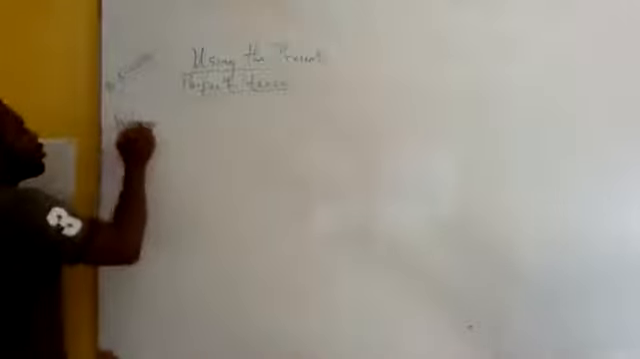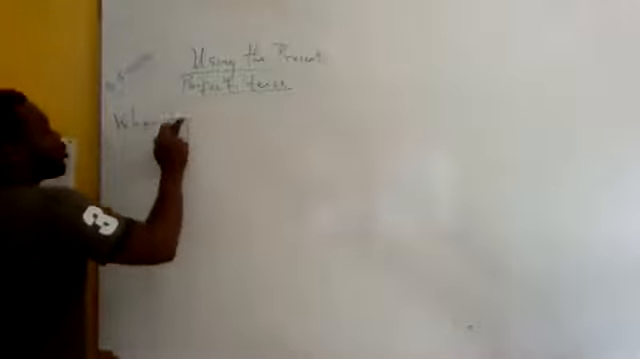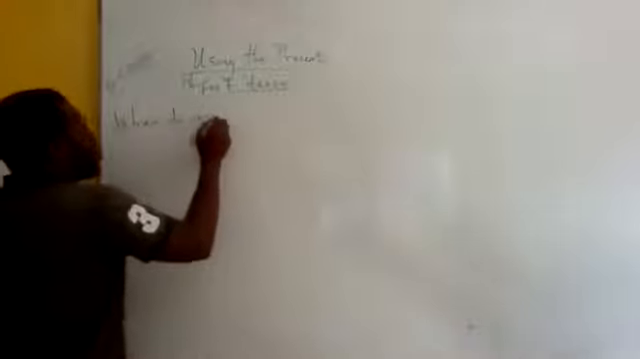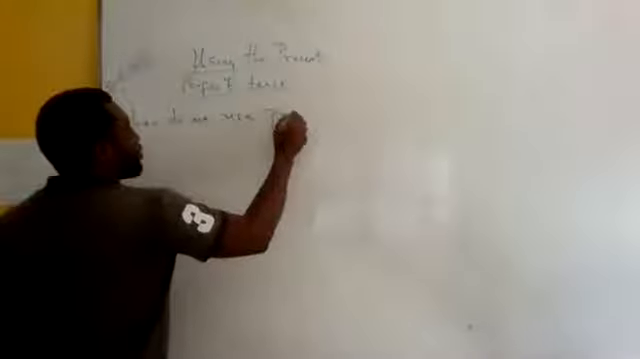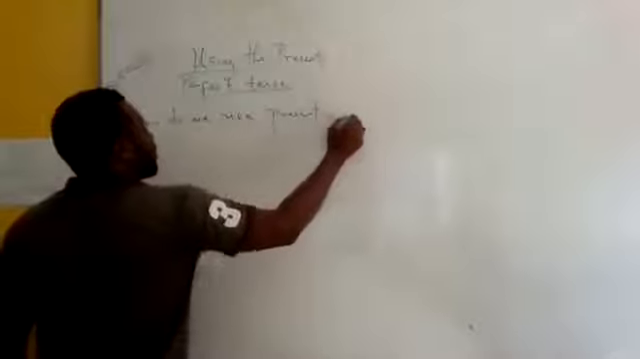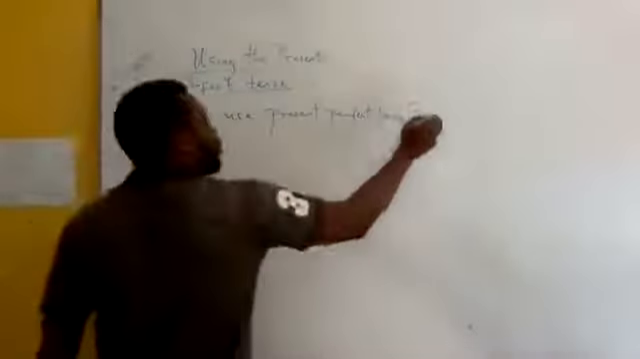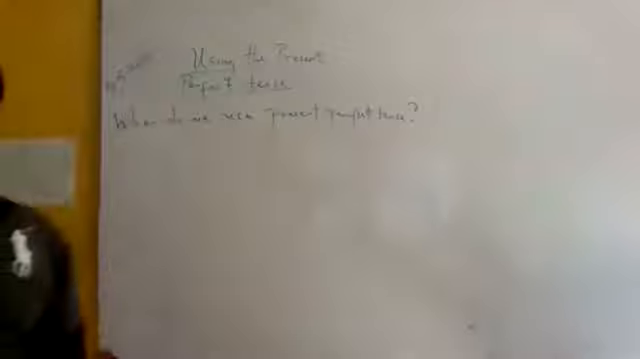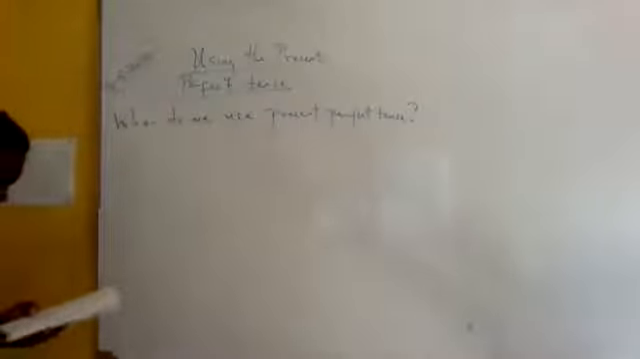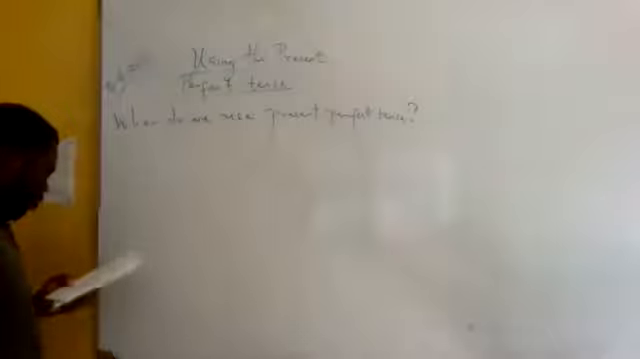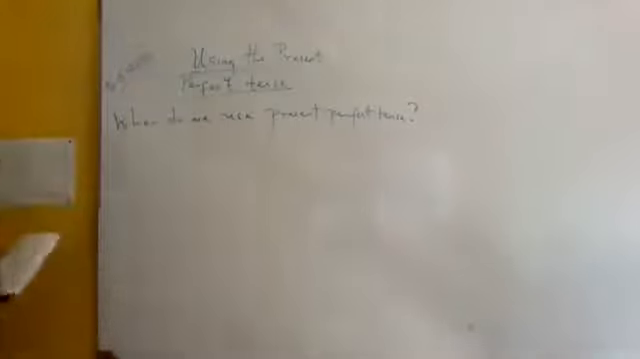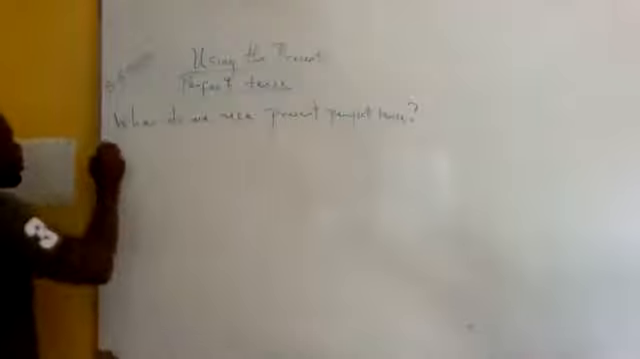Now, the question we would ask is, when do we use present perfect tense? When do we use it? When do we use present perfect tense? Question mark should go there. Now, we use present perfect tense to talk about actions only just completed.